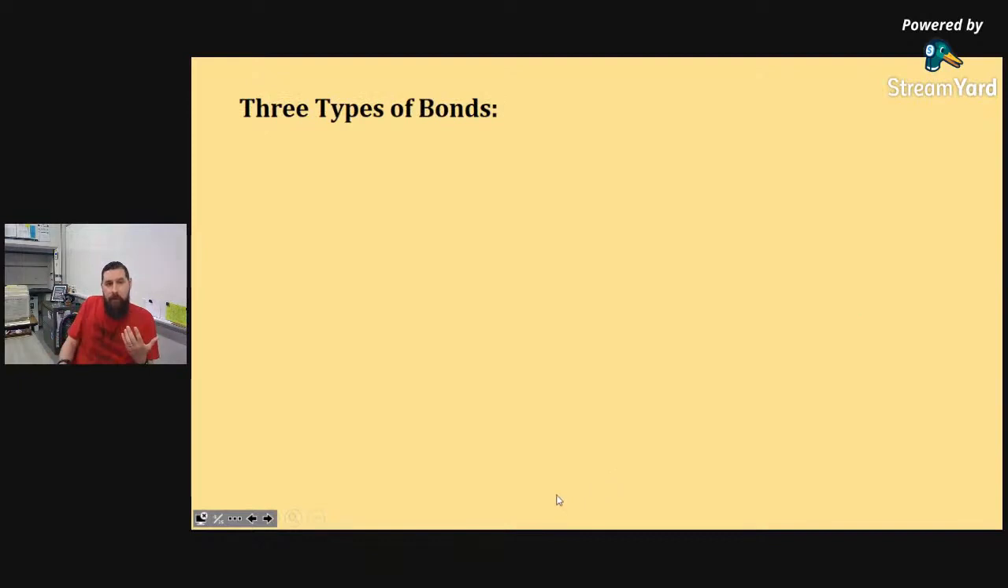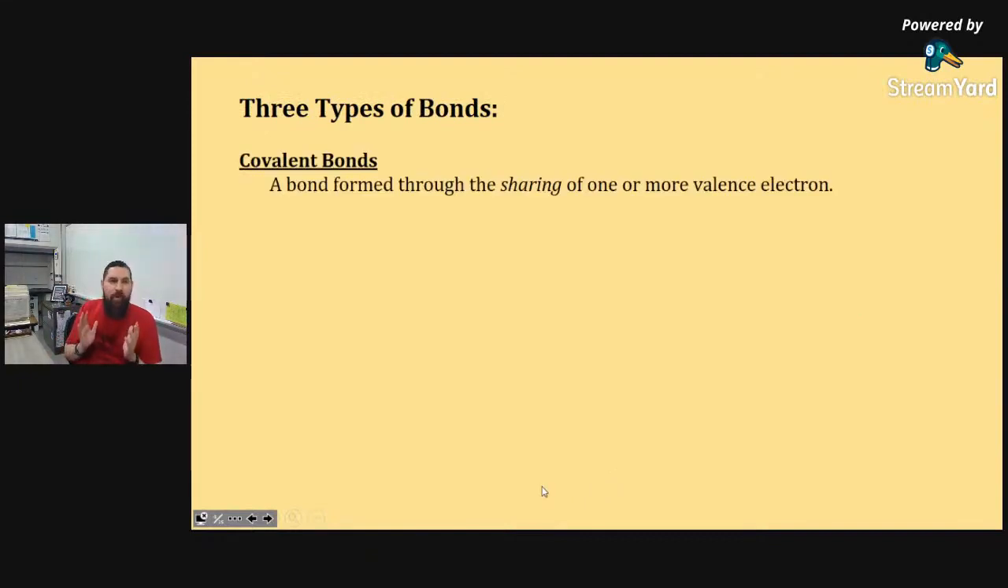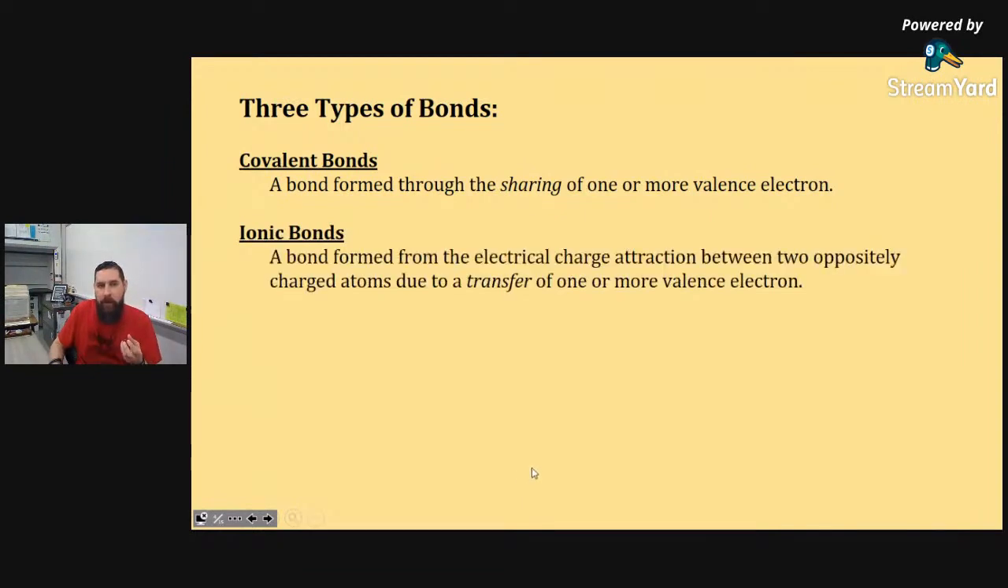So the first type of bond that we have is what's referred to as a covalent bond. And this is a bond that's formed through the sharing of 1 or more valence electrons. That's the only way for the atoms within that compound to all achieve valency, or to all achieve the octet. They have to end up sharing. The second type of bond is that of an ionic bond. And this is a bond that's formed from the electrical charge attraction between 2 oppositely charged atoms due to the transfer of 1 or more valence electrons.